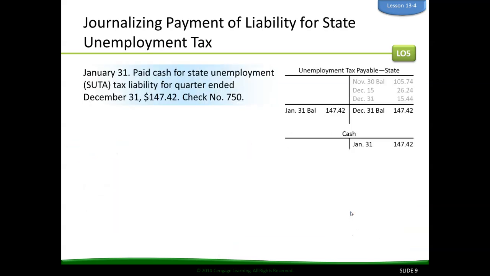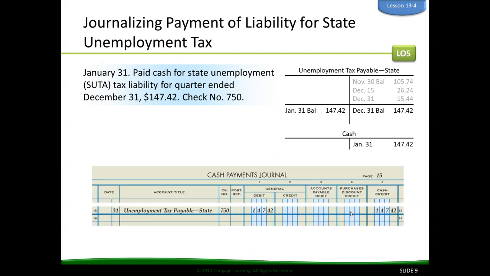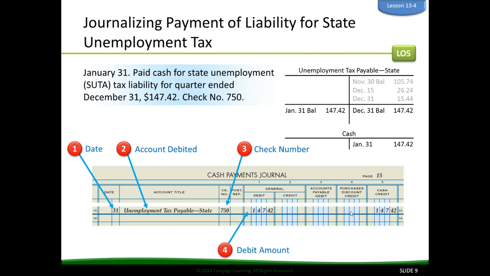And then state unemployment looks very similar. We're going to debit unemployment tax payable state, and we're going to credit cash. So here it is in our cash payments journal. You have the date, the account debited, the check number, the debit amount, and the credit amount.